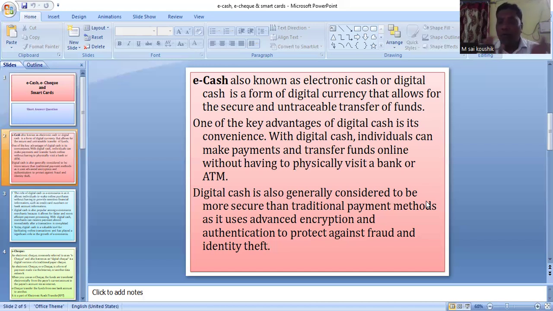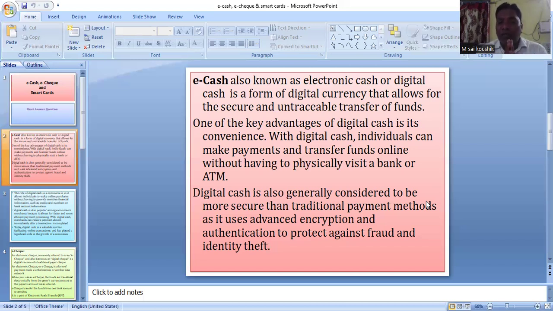There is no need to go to the bank. There is no need to visit the ATM, the automatic teller machine. You have to simply transfer the funds from your account to your friend's account. And you have simply deposited the funds from your friend's account to your account. Everything is possible.